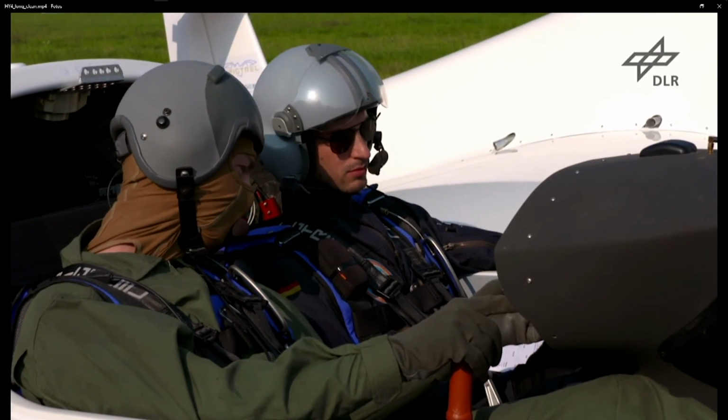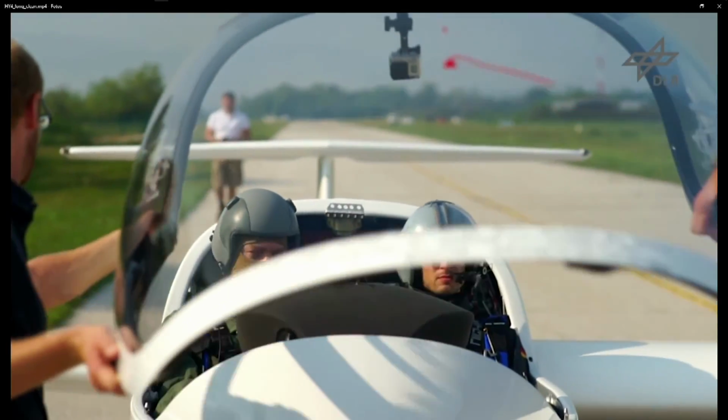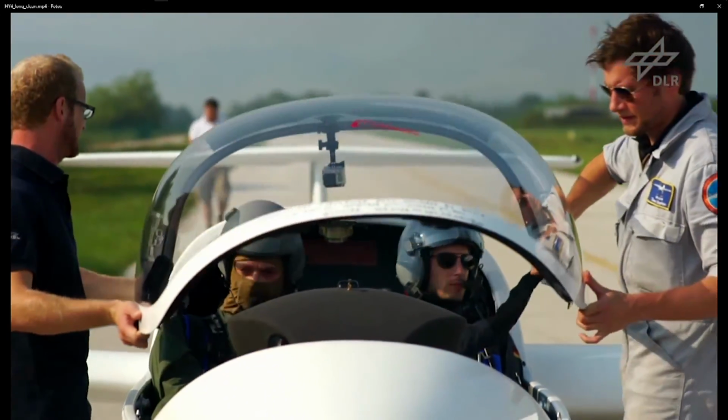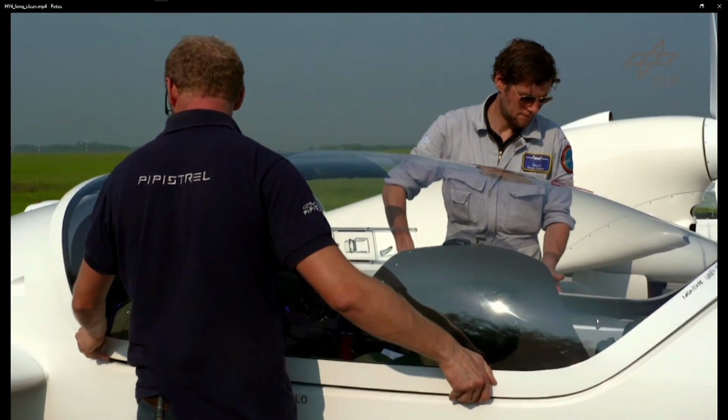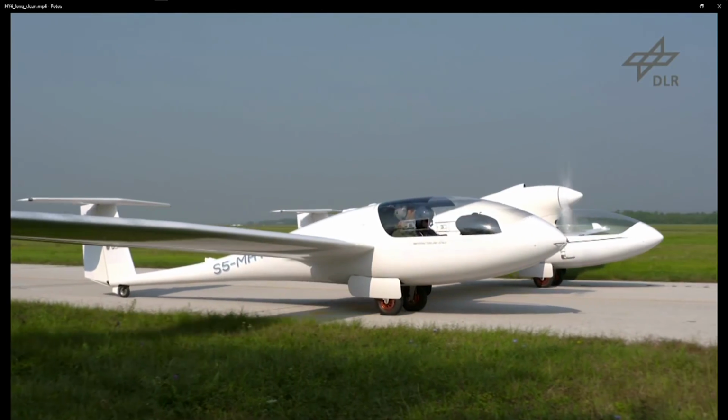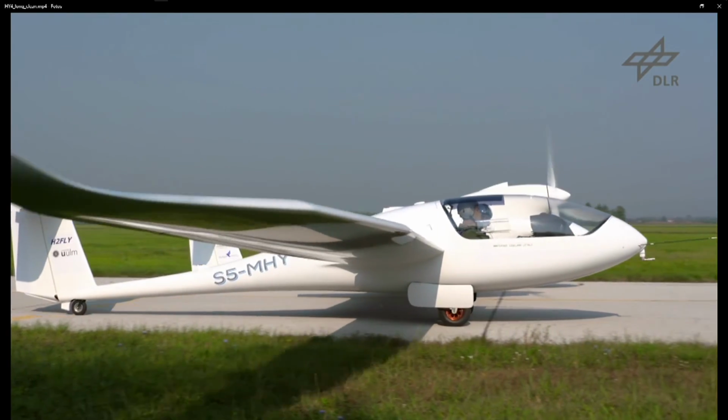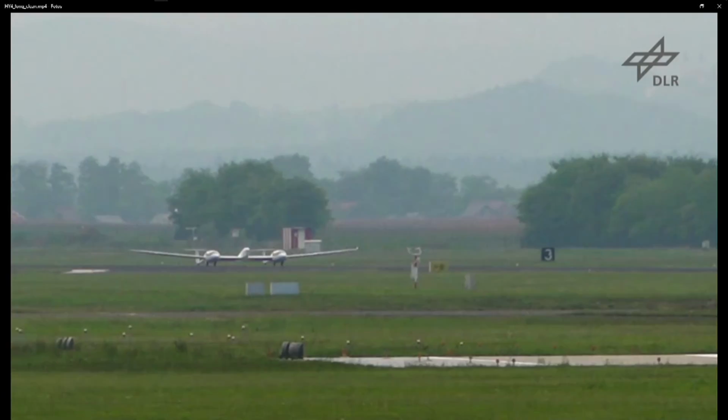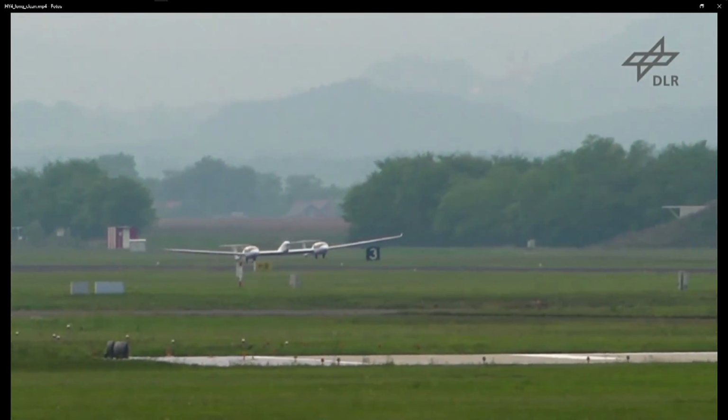And one of our test pilots was quite happy because this aircraft makes no noise except the aerodynamic noise of the fan. There is completely no noise.